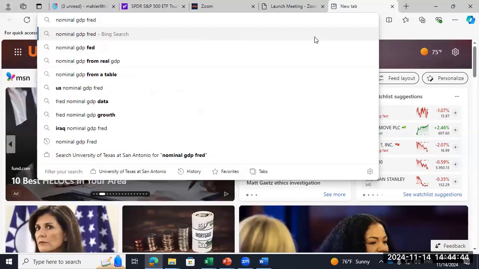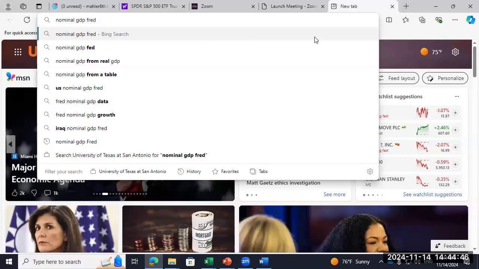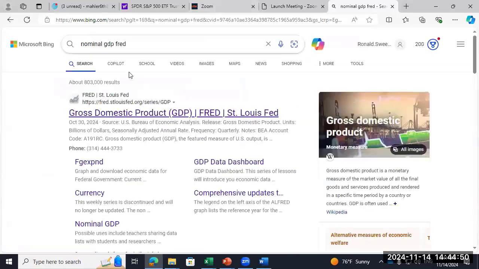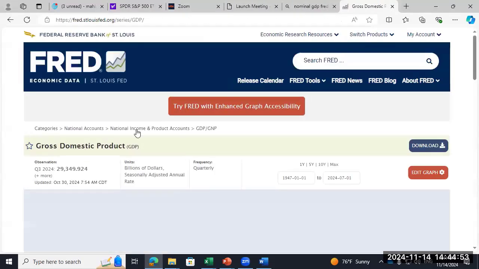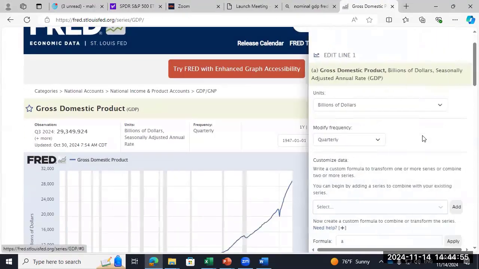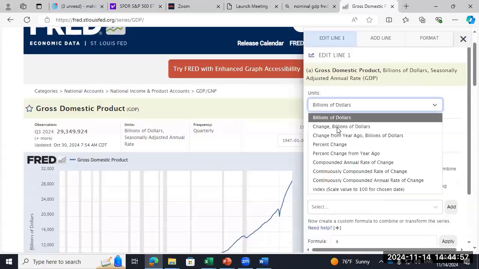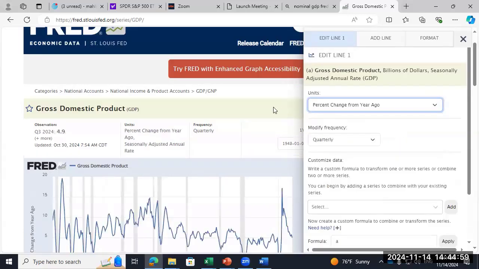If you want to do this as a chart, you can just type nominal GDP and FRED. I don't know if I've shown y'all FRED before, but you can do all kinds of things with FRED. You just type FRED, it gives you the Federal Reserve. You can just click on it. I like to do percentage change from a year ago.